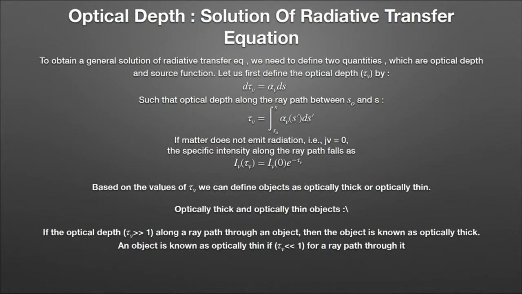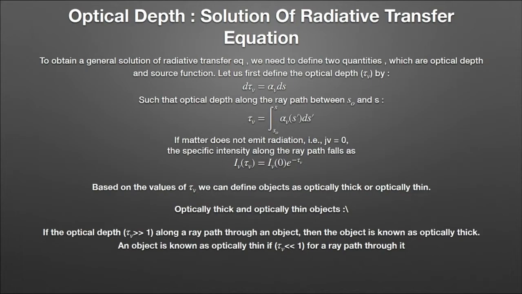So the term is optical depth, which comes from the solution of the radiative transfer equation. In order to obtain a general solution of this transfer equation, we need two quantities, optical depth and source function. So let us first define what optical depth is, and we denote it by tau v.